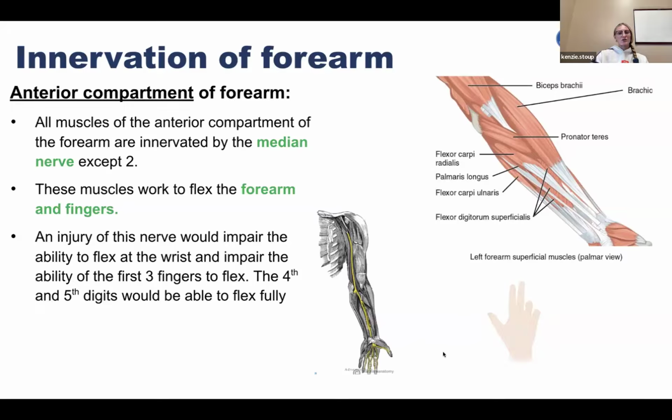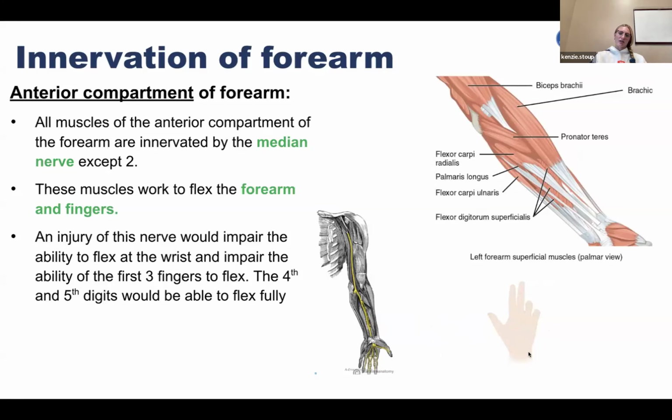And every single muscle in the anterior compartment of the forearm is going to be done by the median nerve, except for only 2 muscles. So that's how you can kind of remember this. Know that every single thing in the anterior is done by median nerve, except for 2 muscles, and they're going to do the flexion of your 4th and your 5th finger out here. So if it's anything with these 3 fingers, it's going to be median nerve.